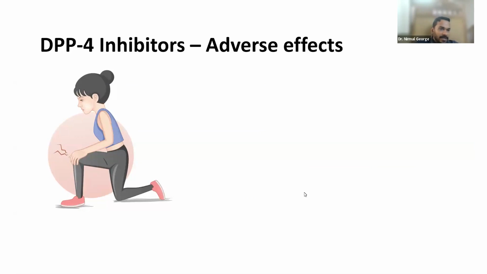When you are comparing DPP-4 inhibitors to GLP-1 agonists, DPP-4 inhibitors increase the incretin levels to physiological levels, but GLP-1 agonists produce action similar to pharmacological levels of incretin. So they are far superior to DPP-4 inhibitors.